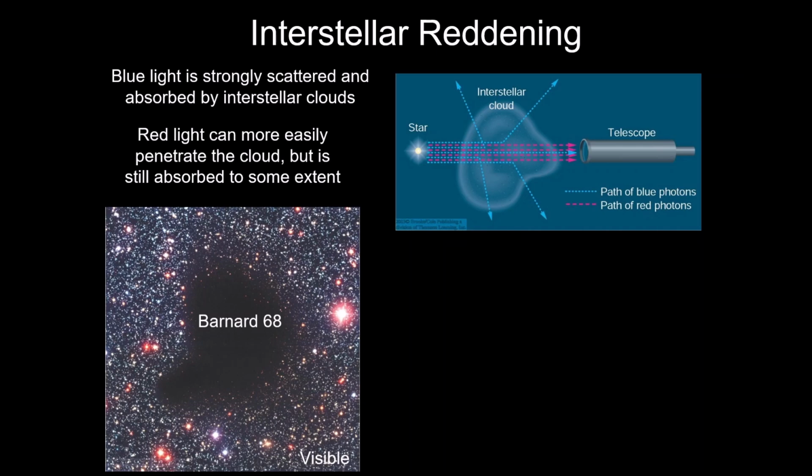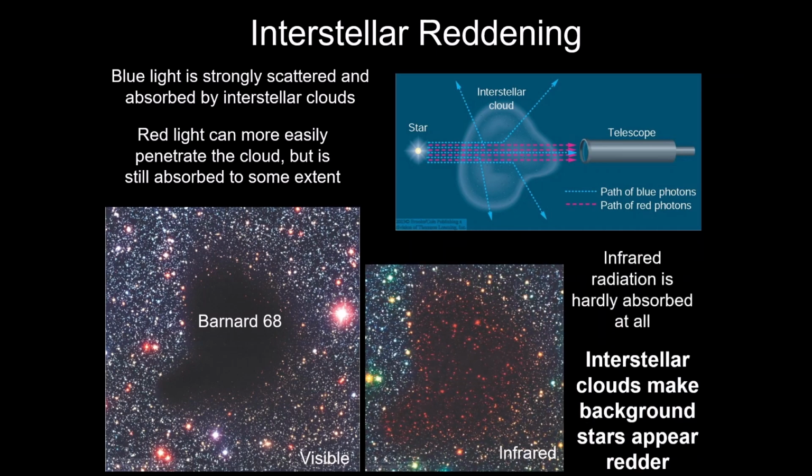So can we do anything about this? I mean, it's kind of a problem. We'd like to see maybe what's inside this cloud, or we'd like to know what's on the other side of this cloud. So how do we do something like that? Well, if the logic is that longer wavelengths of light aren't scattered as readily, then let's go even longer, right? What's past the red wavelengths? Well, that's the infrared. And you see down here, there is a picture of Barnard 68. It's the same region of space, but it's taken with an infrared telescope.